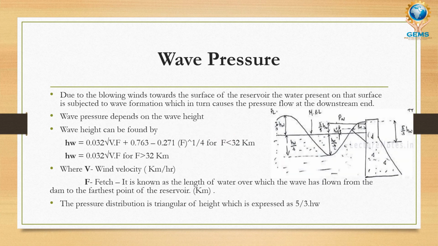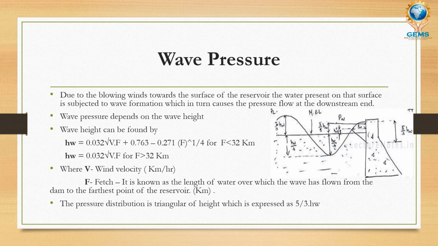On the previous slide, I explained the silt pressure, right? And here is the wave pressure. This wave pressure is due to the waves flowing on the surface of the water present on the upstream side, which causes the water to move in a rippling formation. This causes wave formation on the upstream side, and thus causes pressure to be generated on the body of the dam.